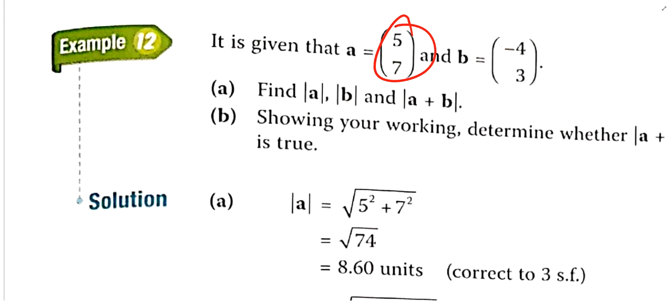What is the magnitude of vector A? Square root of 5 square plus 7 square. Okay, very good. So you get 8.6 units.